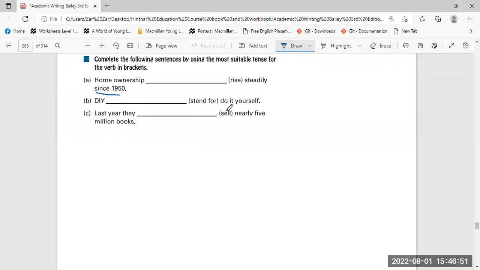Okay, what do we have to fill in this blank? So since 1950 until now, it means, right? Because we don't have the endpoint here, so we should say ownership has risen. Is it all right with you guys? Yes.